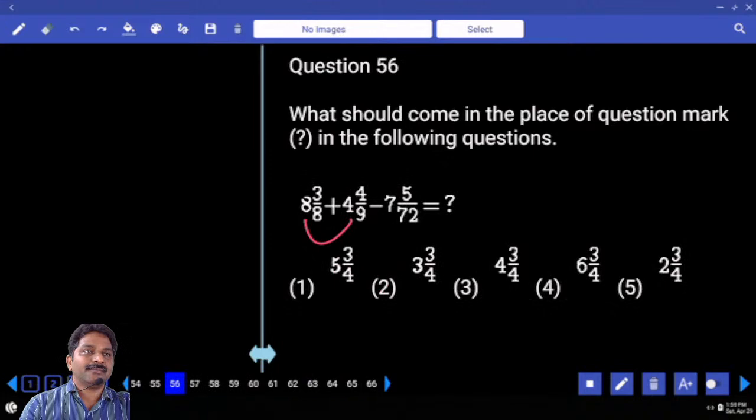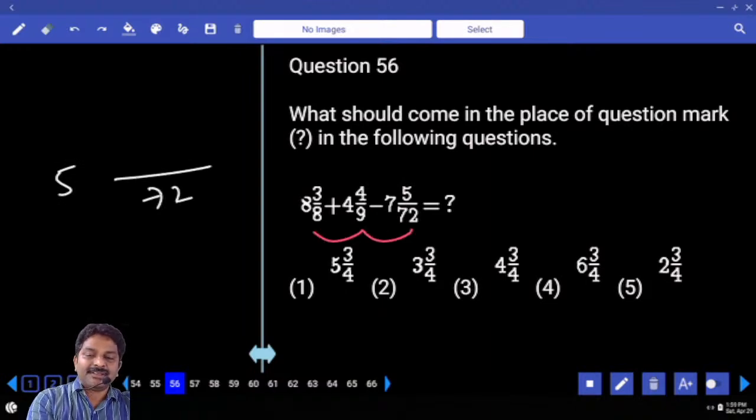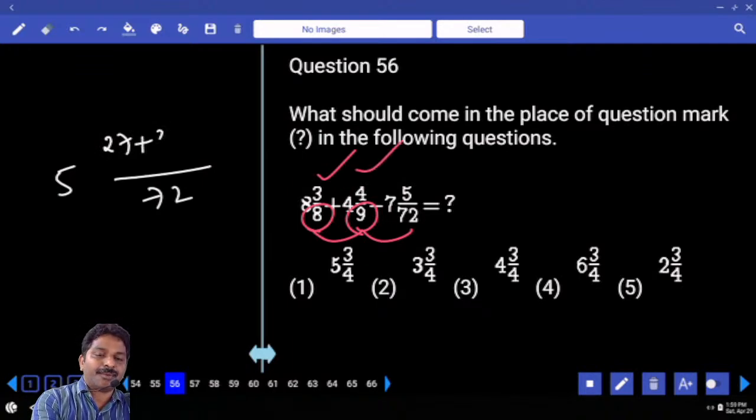8 plus 4 is 12, minus 7 is 5. Denominator's LCM: 8 how many times is 72? 9 threes are 27. 9 how many times is 72? 8. 8 4 times is positive only. Next is negative. 72 ones 5.